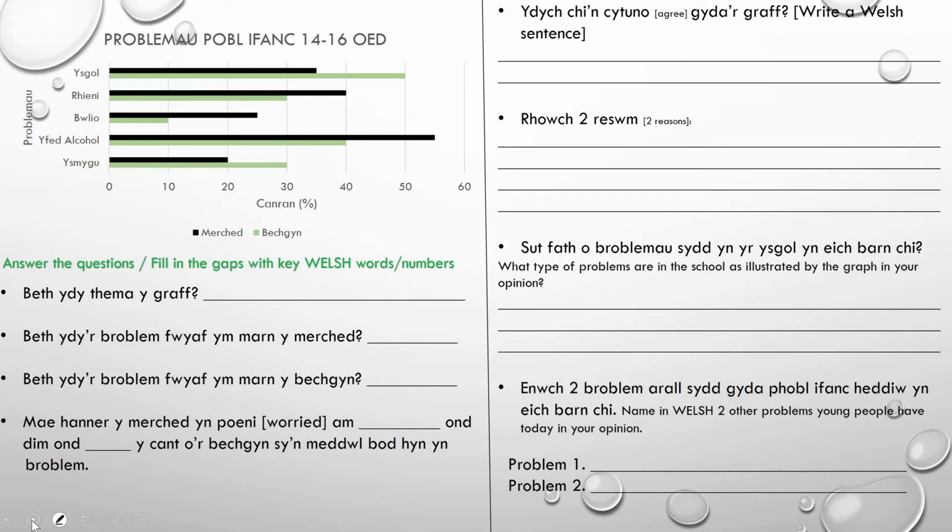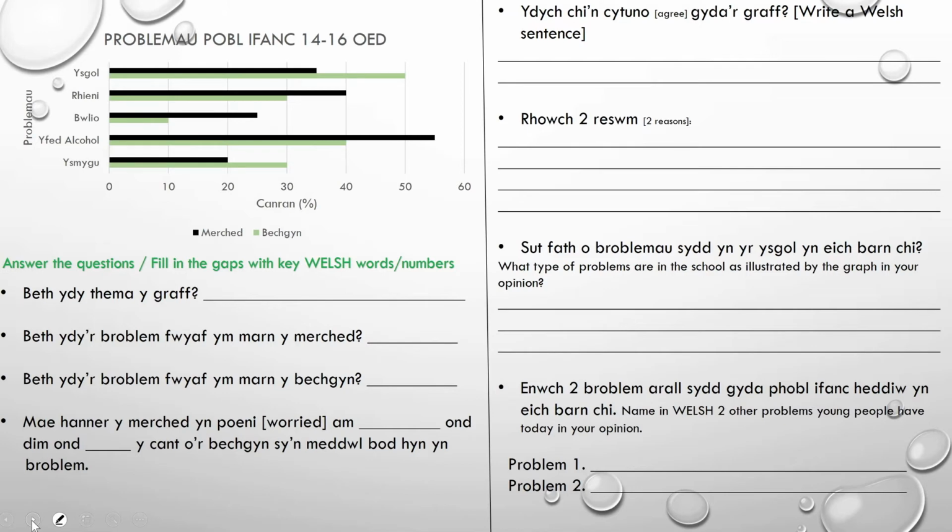We've also included an example of a graph for you to read and respond to. This is an example of the type of graph you could have in the Unit 2 speaking exam. So let's take a look at the graph and the questions.